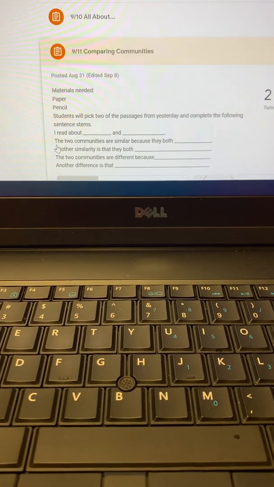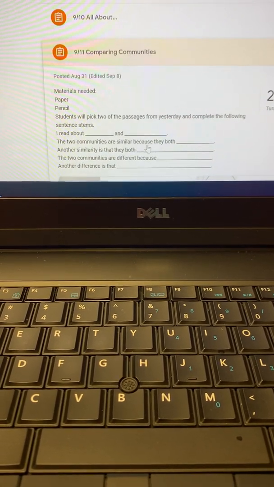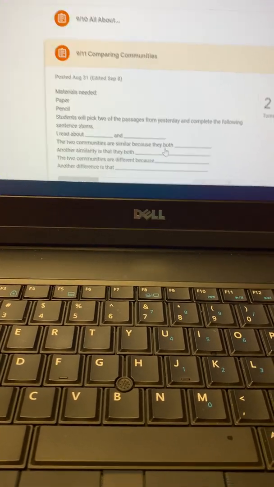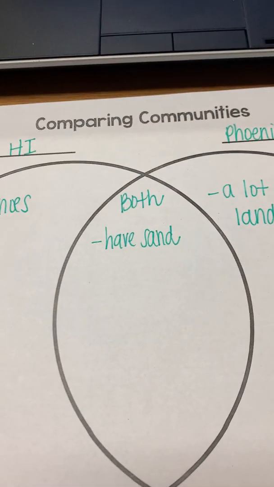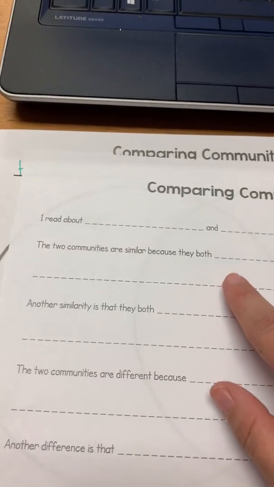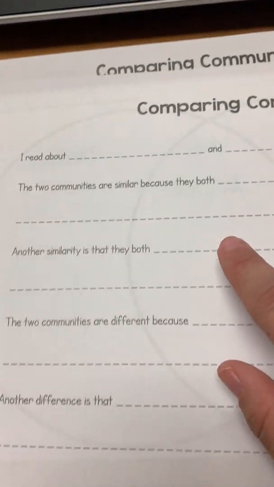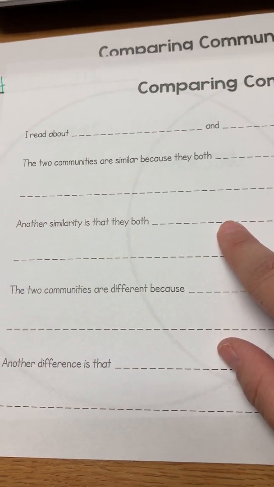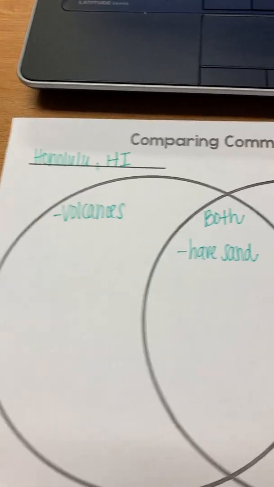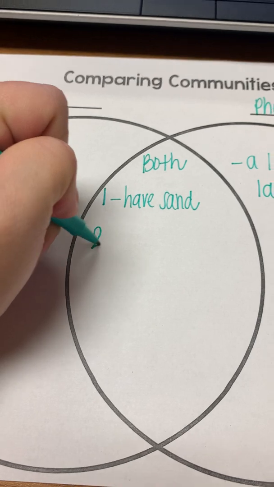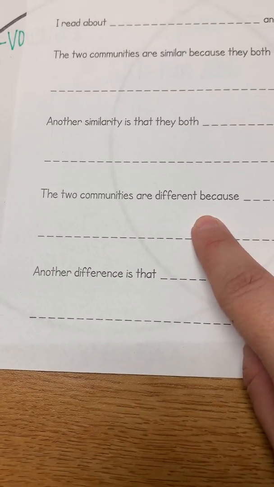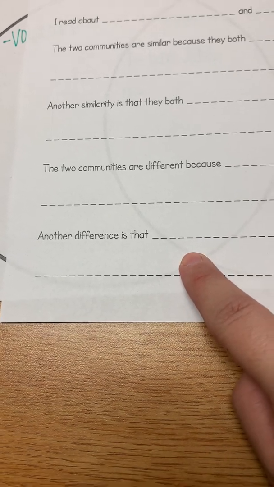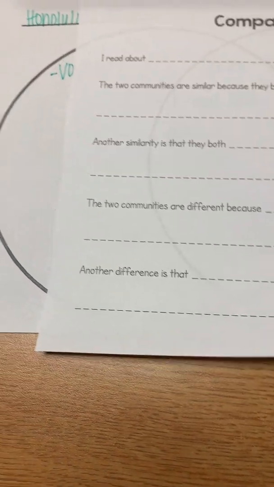Then you could put the two communities are similar because they both, so that's when you would use your chart and find something that they both have and write it under here. Then it says another similarity. So you have to come up with at least two. So that was one. You've got to come up with one more where what's the same. The next one says the two communities are different because... And then another difference is that, and you respond to that.